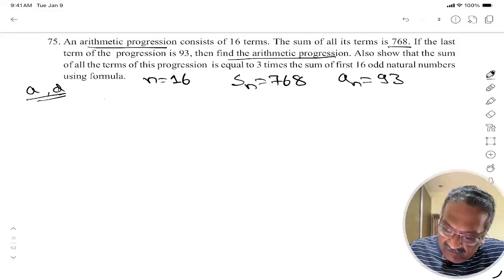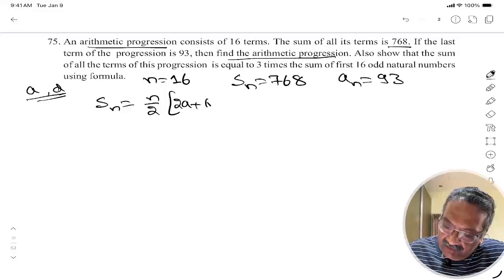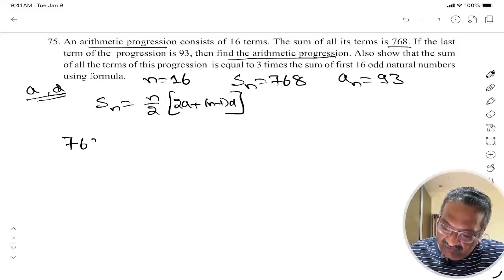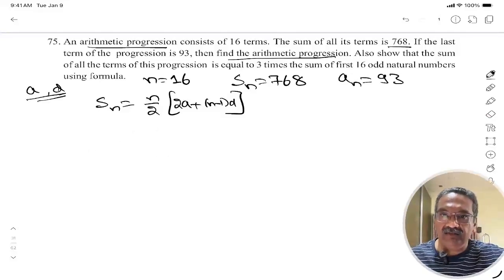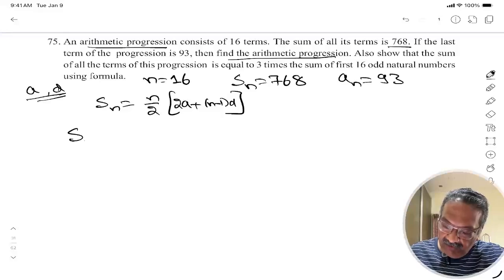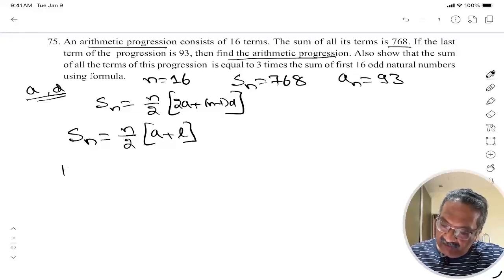What is the formula for Sn? Sn is equal to n by 2 into 2a plus n minus 1 d. We have n as 16. So S16, 768, is equal to 16 by 2 into... we do not know a here, we do not know d here. So let us not use this formula. Let us first find the first term. We will use the formula Sn is equal to n by 2 into first term plus last term. That is 768 is equal to 16 by 2 into a plus the last term 93.